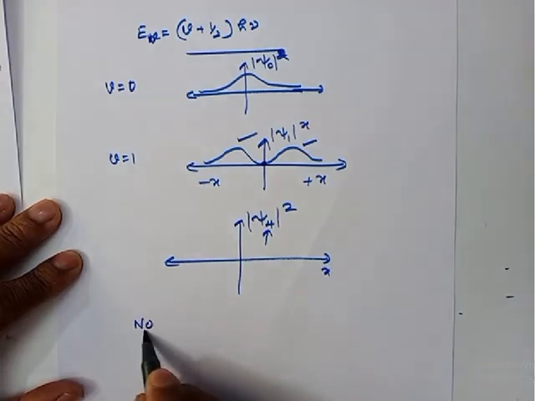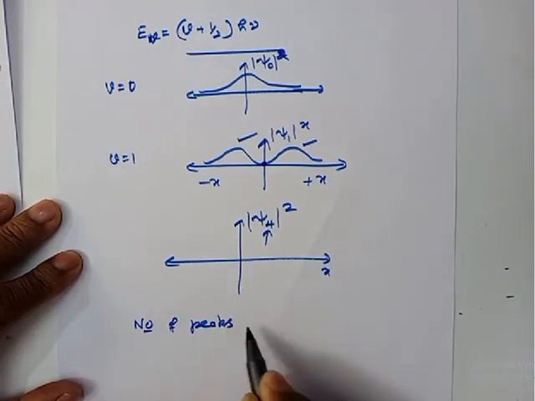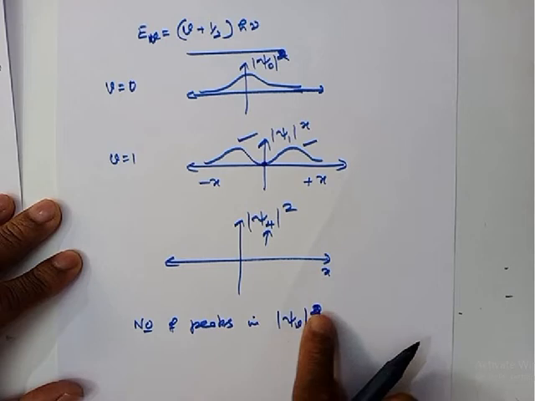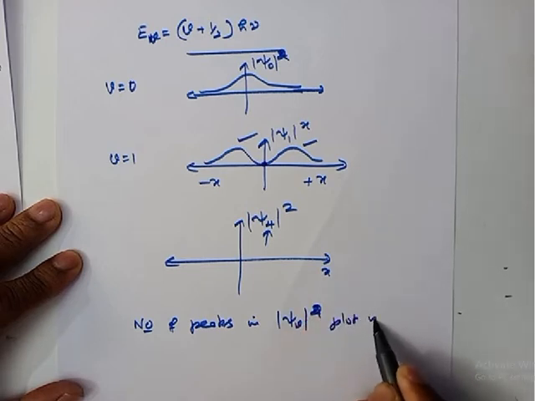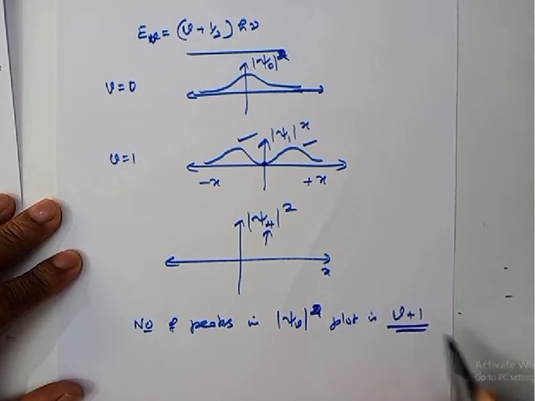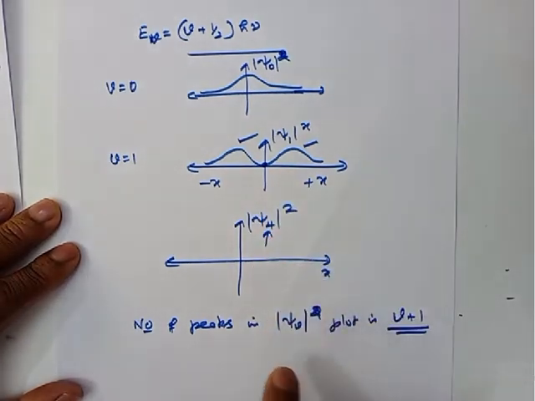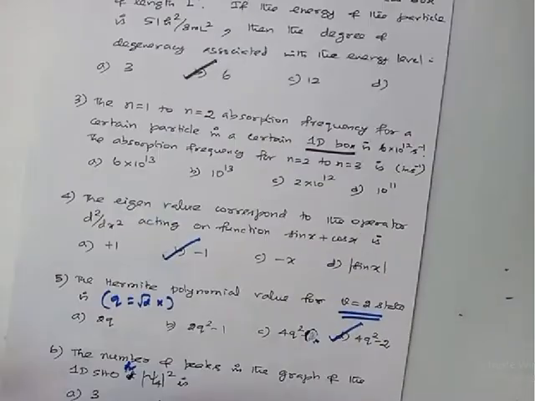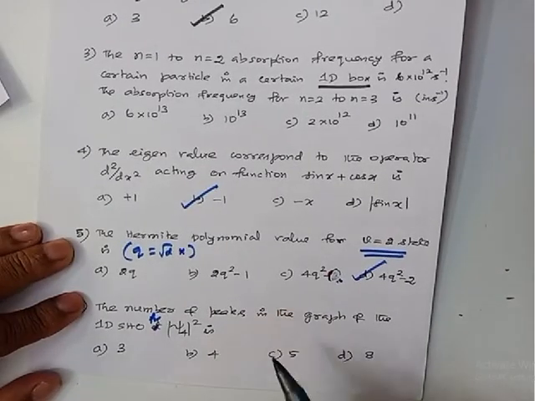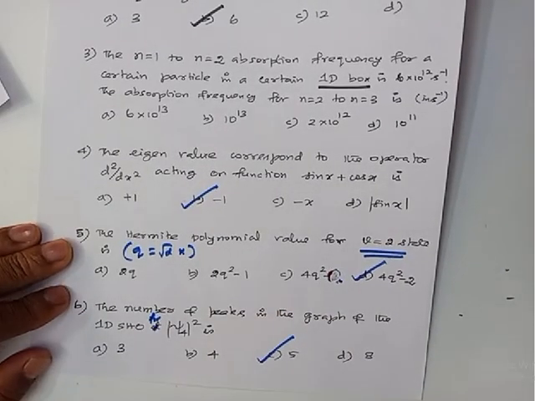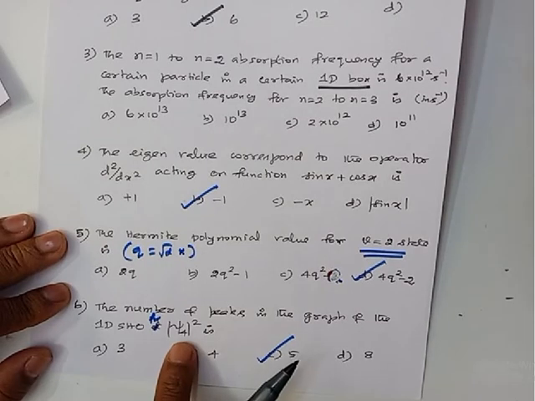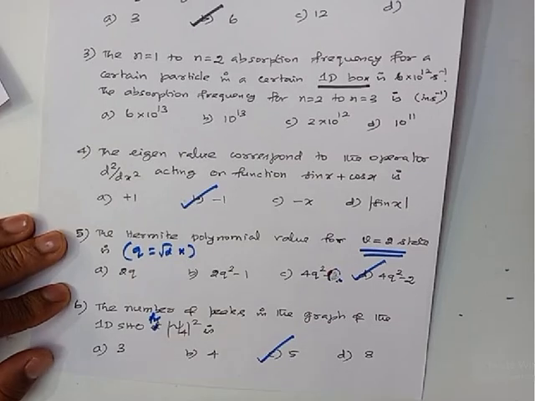So in general, the number of peaks in the psi v of x square plot is v plus 1. Since v is 4 here, we should get 5 peaks in the graph. So for this question, the correct option is C. We should get 5 peaks in the graph for the psi 4 square state, or for the vibrational state v equal to 4.